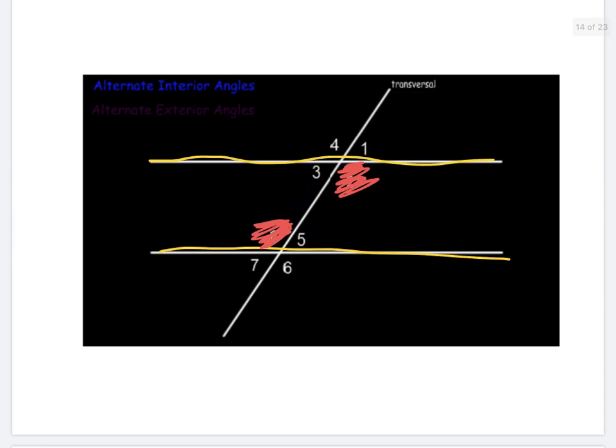So then that leaves my other pair of alternate interior angles to be acute, which is my angle 3 and my angle 5. Again, one of them is on the left side of the transversal, and one of them is on the right side of the transversal. And again, they're colored the same color because they have the same measurements.